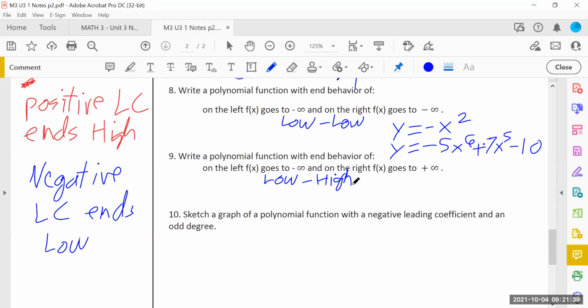If it's low, high, what is my coefficient? Even or odd? Odd, because they're opposite. And is it going to be positive or negative since I'm ending high? Positive. So as long as the function you come up with is positive, it's going to work. Odd, positive.